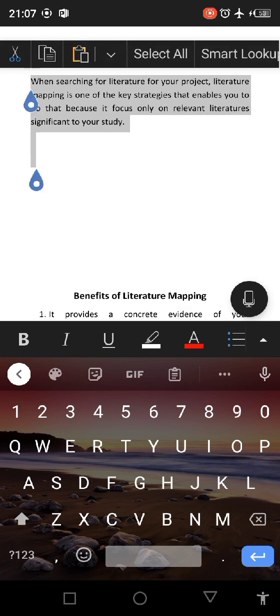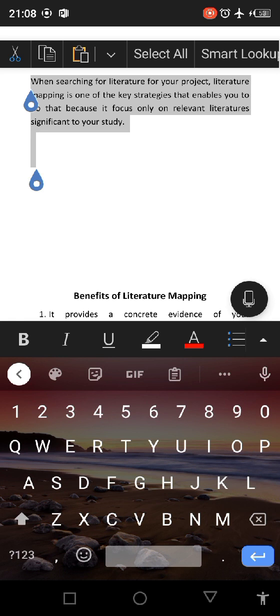What do I mean by this? After you have your topic you want to work with, you go online to search for resources to download in form of journal articles. You understand? But like we said in our previous video, there is a lot of information online, which includes information that is relevant to your work and the ones that are not relevant to your work. But your ability to lay hold of or make a decision to download the ones that are relevant to your work is called literature mapping.